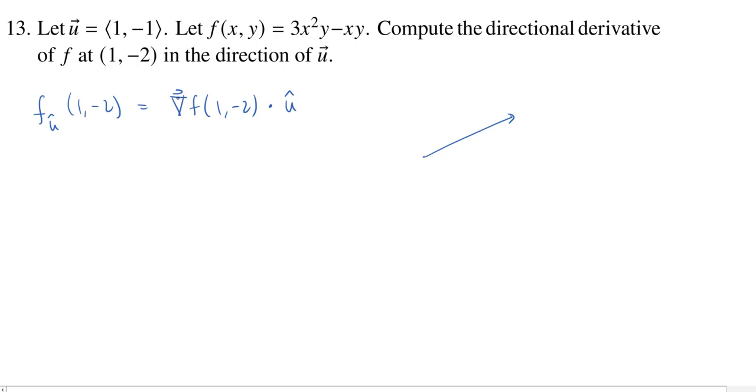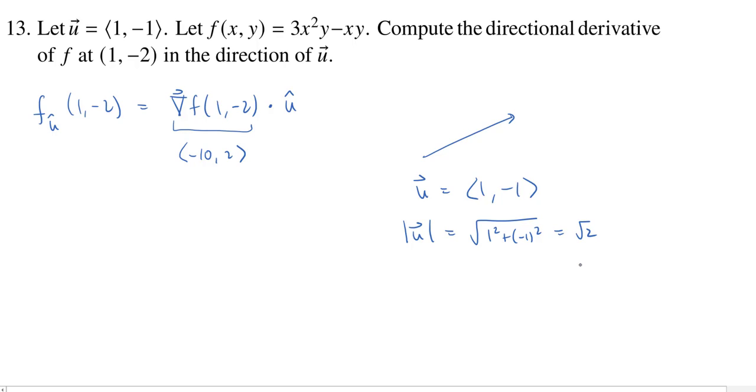This gradient was computed already in problem 11, so we know that this is (-10, 2). But we're going to have to normalize this vector u to solve the rest of this problem. We know that u is equal to (1, -1), and so the length of u is the square root of 1 squared plus (-1) squared, which is the square root of 2.